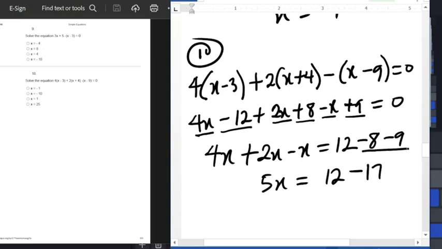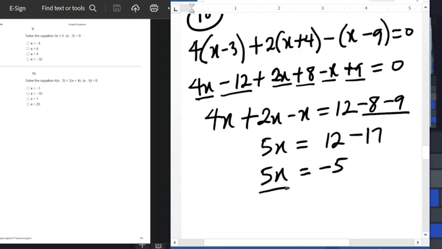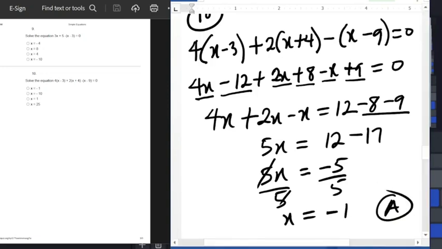That is a set of negative numbers, right? That is 5x equals to minus 5. So then divide both sides by 5, 5 cancel 5. Therefore, x equals what? Minus 1. And that is option what? A.